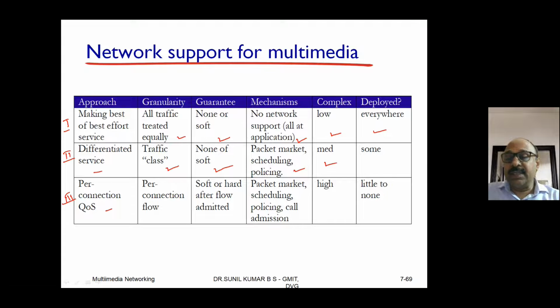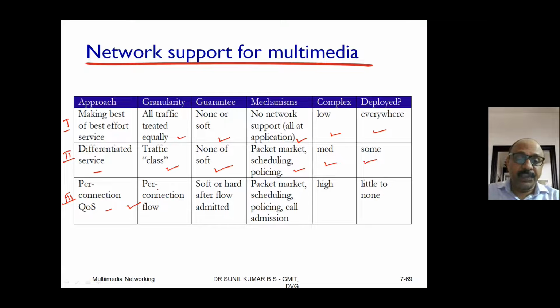And the complexity is more than the best effort service, and it is called moderate or medium. It can be deployed not in all the networks, but in some of the networks. Then the last one is per connection quality of service.